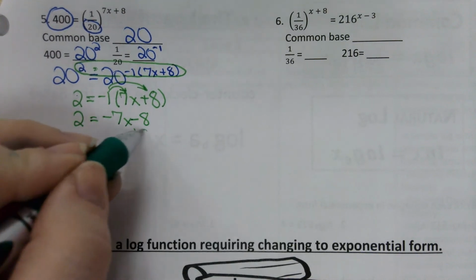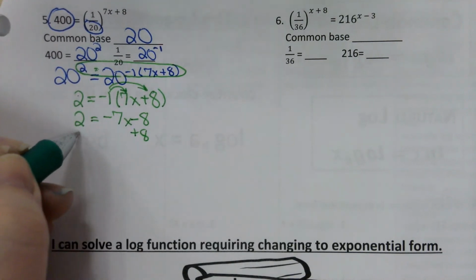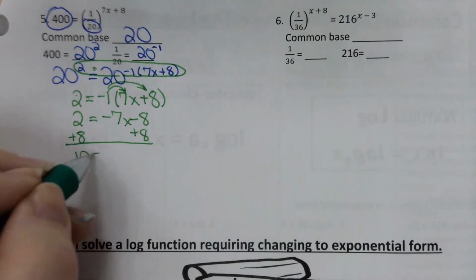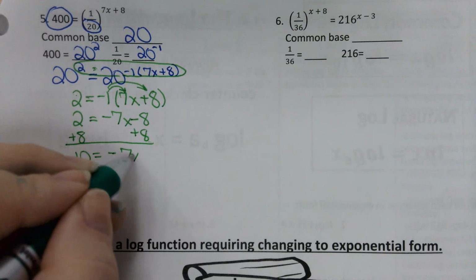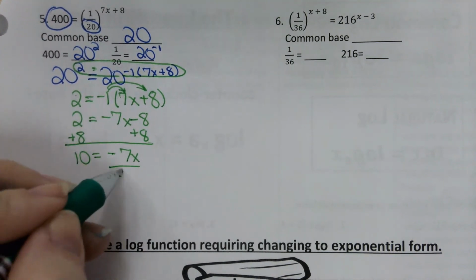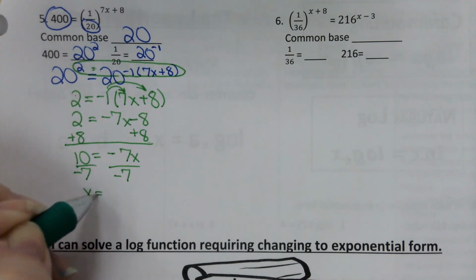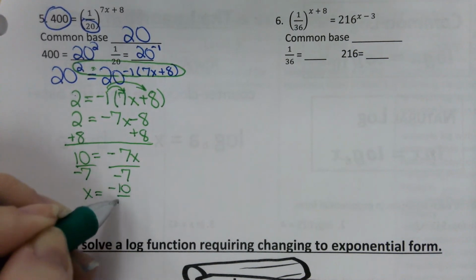We'll add 8 to both sides. This is a simple two-step equation. And then we'll divide by negative 7 on both sides. So x will equal negative 10 over 7.